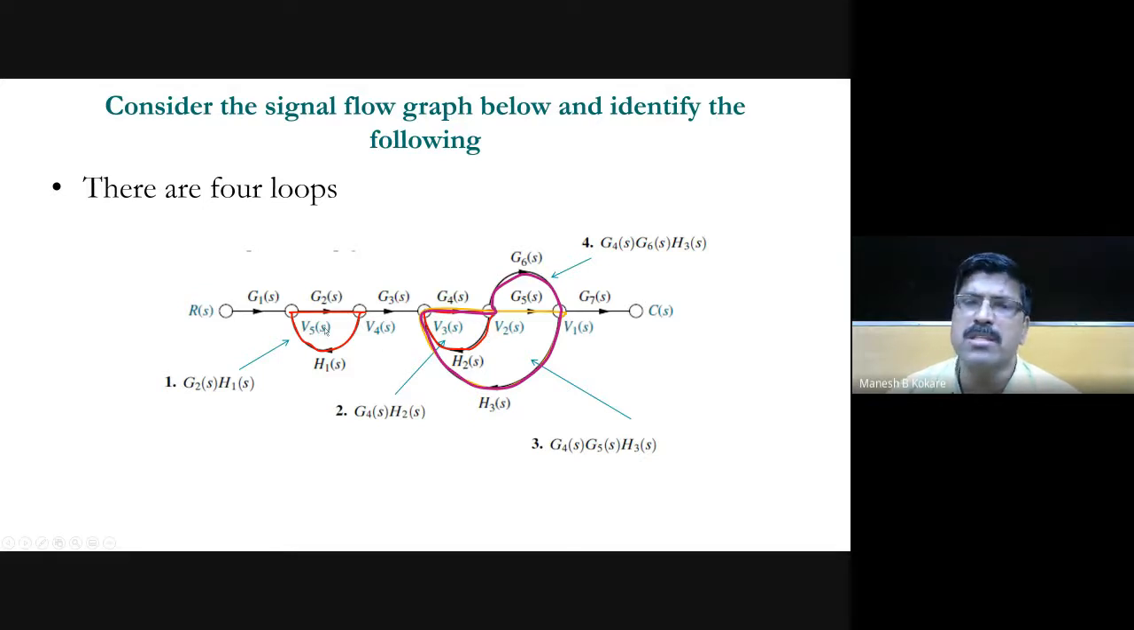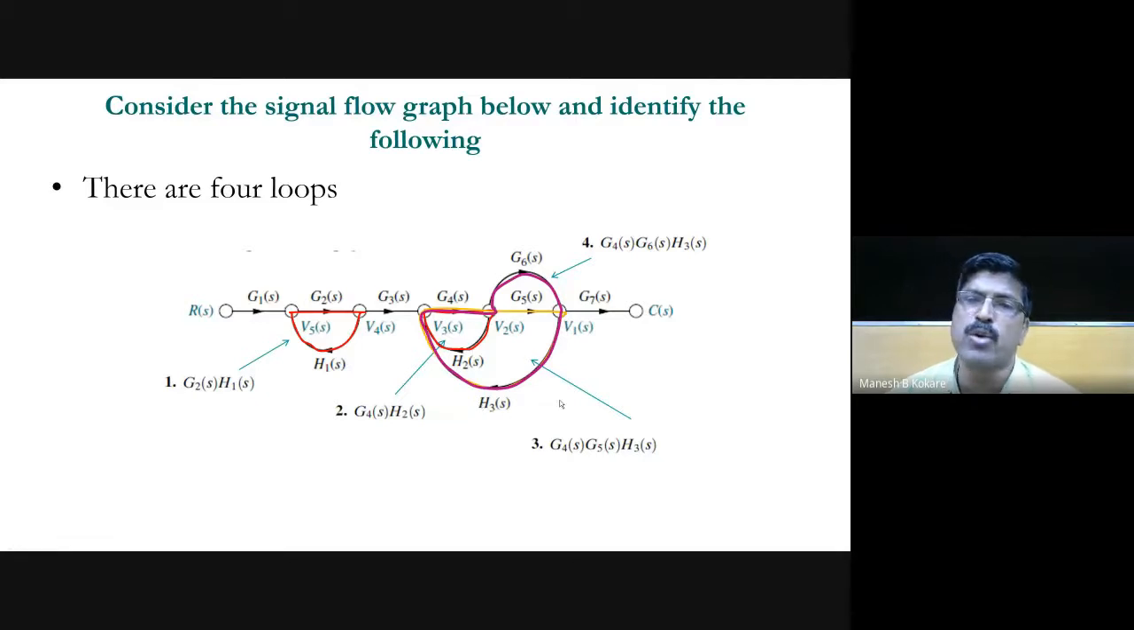So this combination Z2 of S, I'll call this L1 and this L2, this L3 and this L4. So L1 and L2 are not touching each other. L1 and L3 are also not touching each other. L1 and L4 are also not touching each other. So you can have three combinations of two non-touching loops.